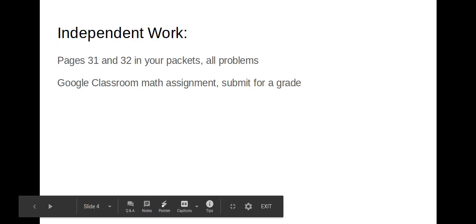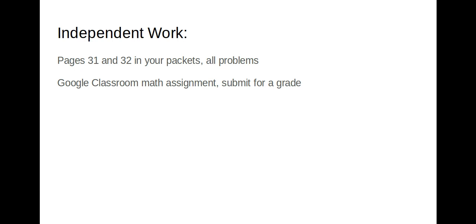And now your independent work. In your packet, which everyone has at this point, you should be completing pages 31 and 32, all of your problems. And then in Google Classroom, the math assignment is the DOL, which is 470 divided by 5.